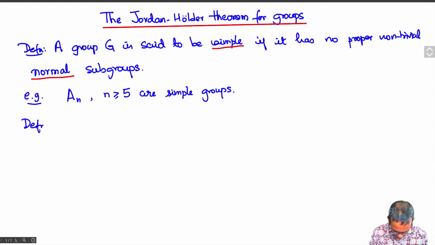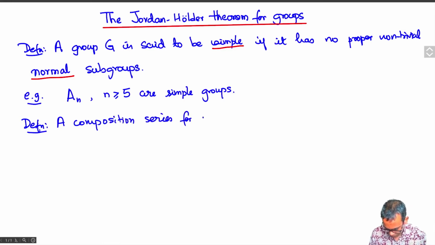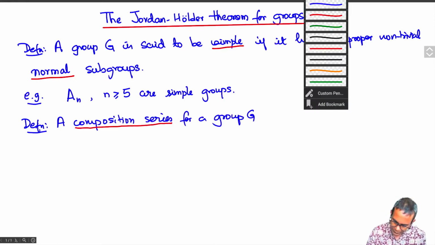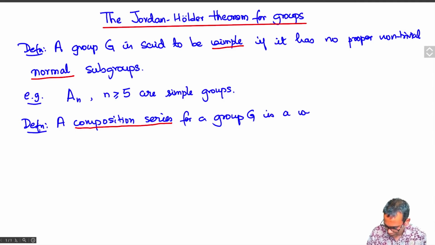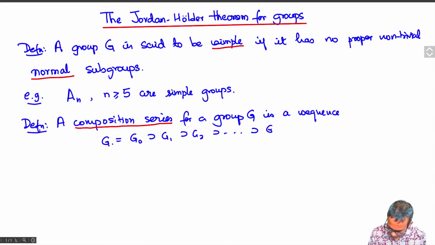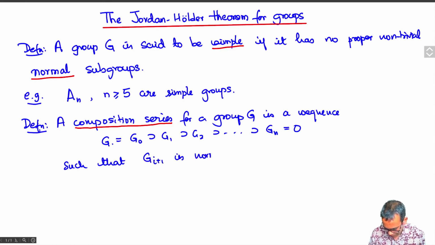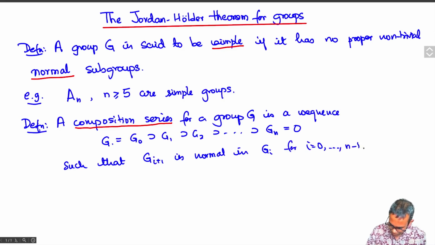So definition, again, we need to make a slight change. A composition series for a group G is a sequence of subgroups, which I will call G equal to G_0 containing G_1 containing G_2 going up to G_n, which we will assume to be 0, such that, and now we need to add this normality condition, G_{i+1} is normal in G_i for each i going from 0 to n minus 1.